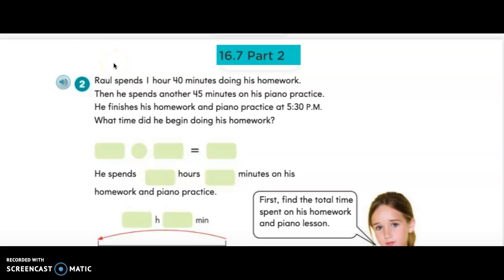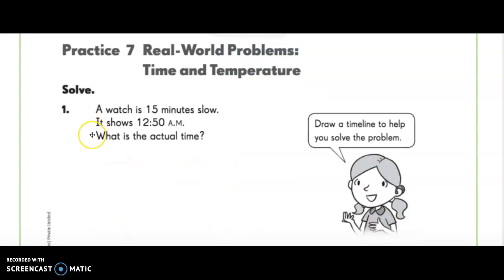Today we're going to cover 16.7 part 2. Before we get into that, we're going to look at our workbook pages from Thursday.